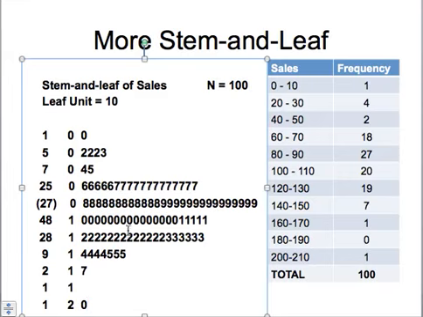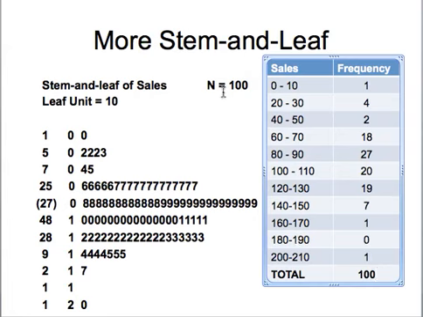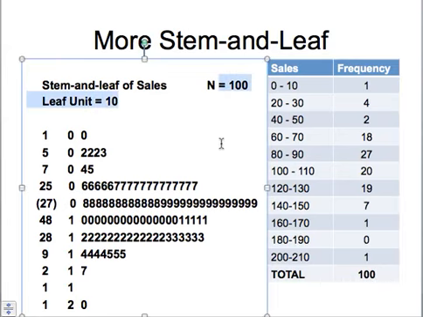Okay? Now for the frequency column, in the first row, there's only one value, 0. So the frequency is 1. In the second row, we have 4 values, frequency is 4. Third row, 2 values, frequency is 2. If you look at the second to last row, there are no numbers between 180 and 190, so the frequency is 0. Okay? Our total frequency is 100, which we're not surprised because n is equal to 100.